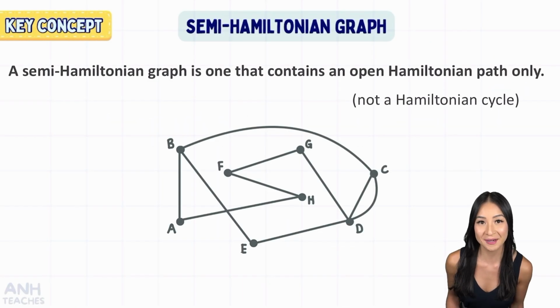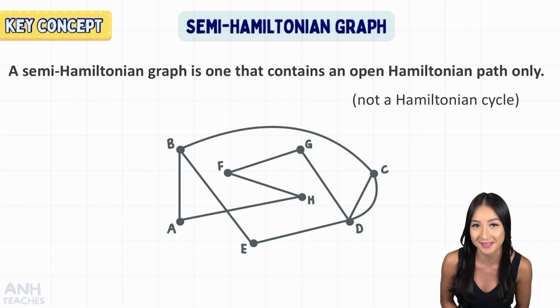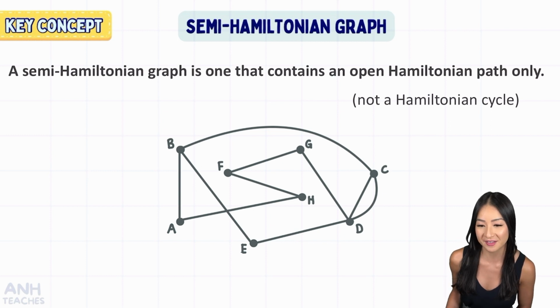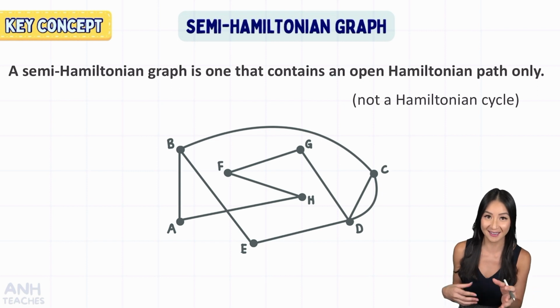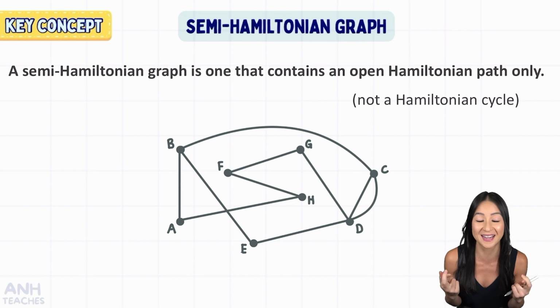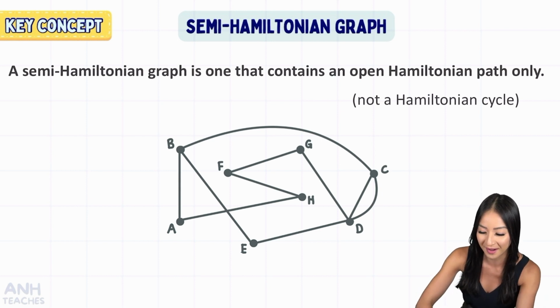Okay, so a semi-Hamiltonian graph is defined as a graph that contains an open Hamiltonian path only. This means that it does not contain a Hamiltonian cycle. Now, on the graph on the screen here, I'm going to show you how to find an open Hamiltonian path. And there really is no method to this. You just have to use your own spatial awareness and a little bit of trial and error and keep your fingers crossed that it doesn't take you too long to find the Hamiltonian path.